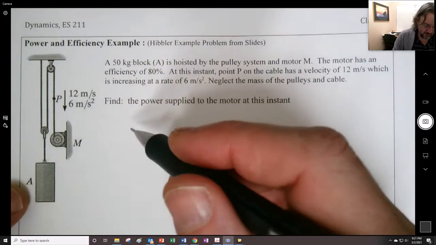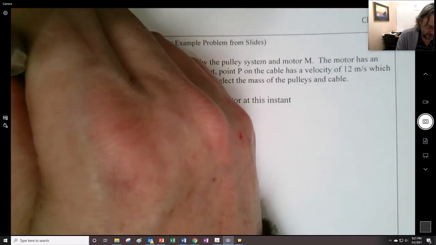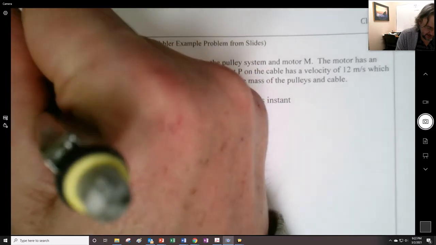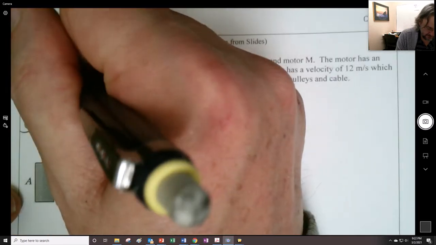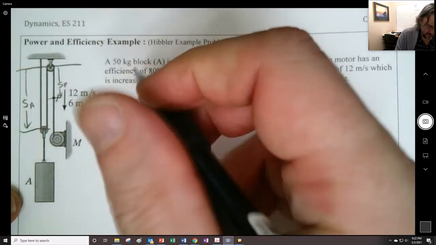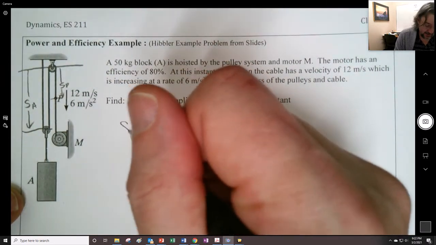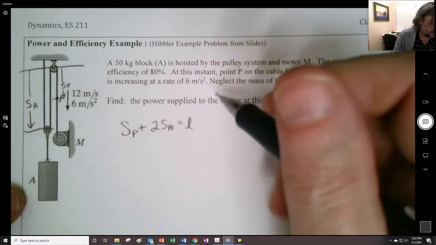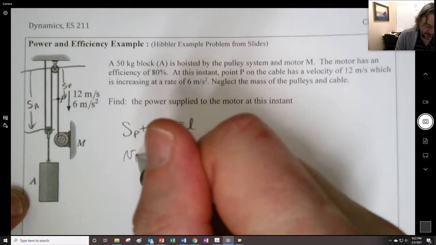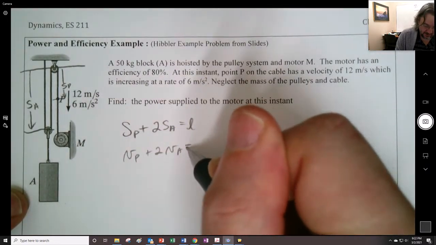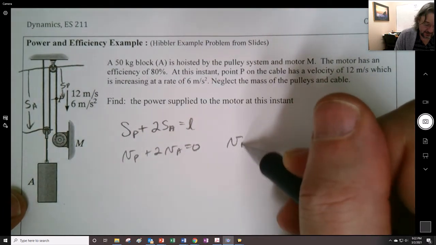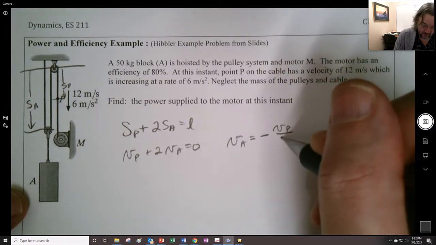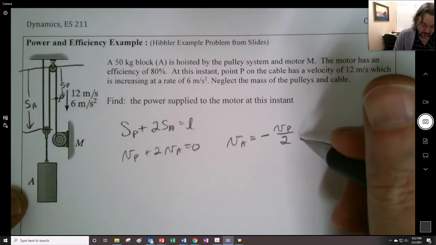So this is a constrained motion problem first. We want to set up a datum right here, and I'm going to say this is my SA. Then I'm going to go to P from right here, so this is SP. What I end up saying is that SP plus 2 times SA is equal to the length. Therefore, the velocity of P plus 2 times the velocity of A is equal to 0, aka the velocity of A is equal to negative the velocity of P over 2, right there.